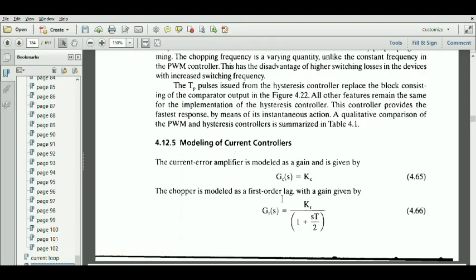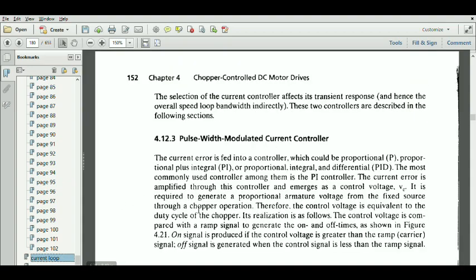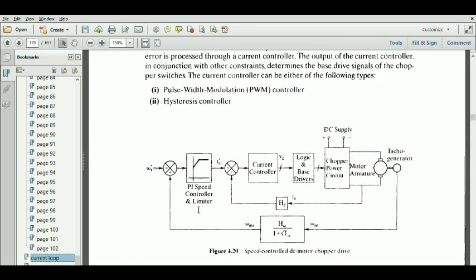Hi all. Today we are going to discuss the modeling of controls for DC motor drives operated with a chopper, or you can say the design of controllers for chopper controlled DC motor drives. So first of all, for the introduction, we will be going back to the speed control DC motor chopper drive block diagram.